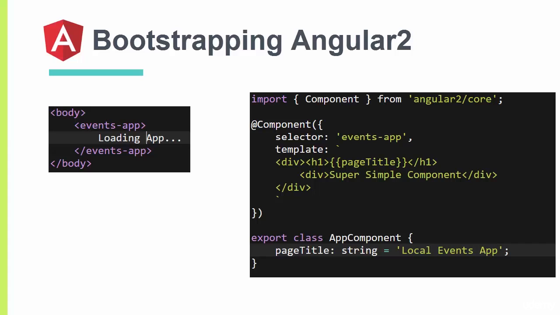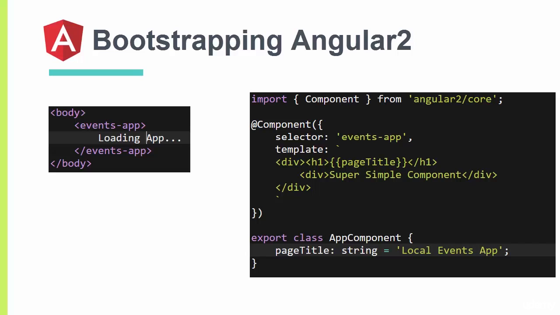When the root element is loading, the loading app message appears. As soon as the loading is complete, the HTML defined in the component template is inserted between the selector element tags and appears on the page. We now have the index.html file set up to host the application by specifying the selector from the root component as a directive in the HTML body.